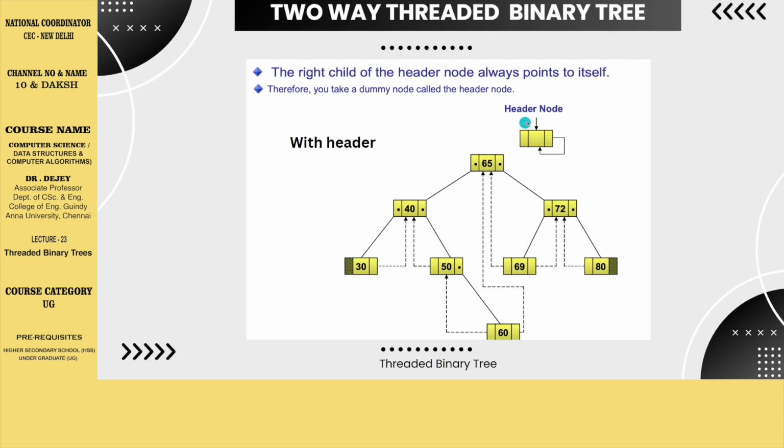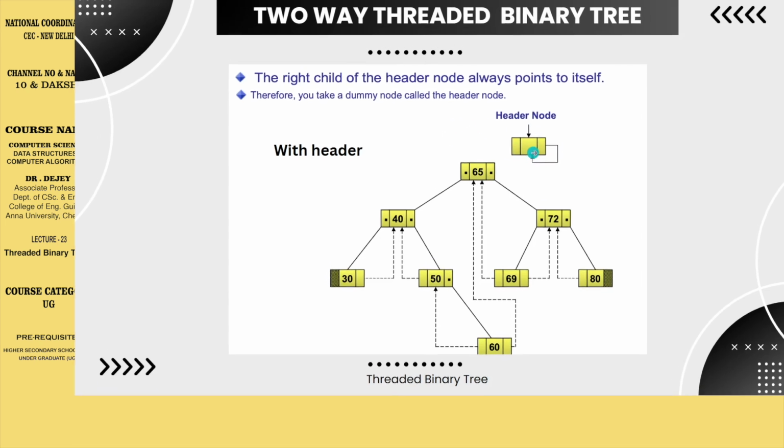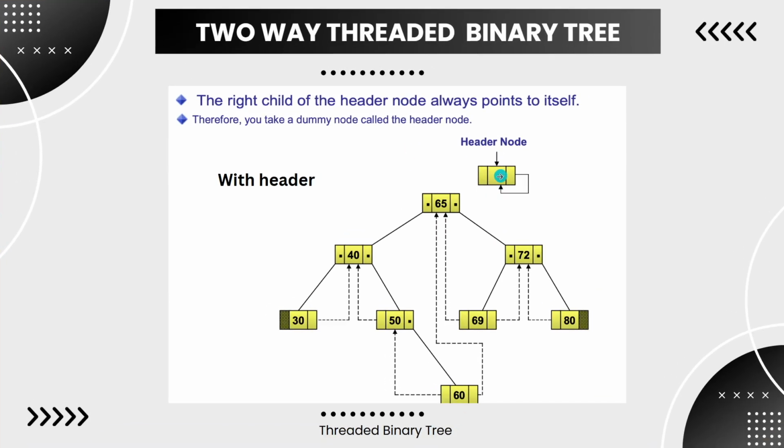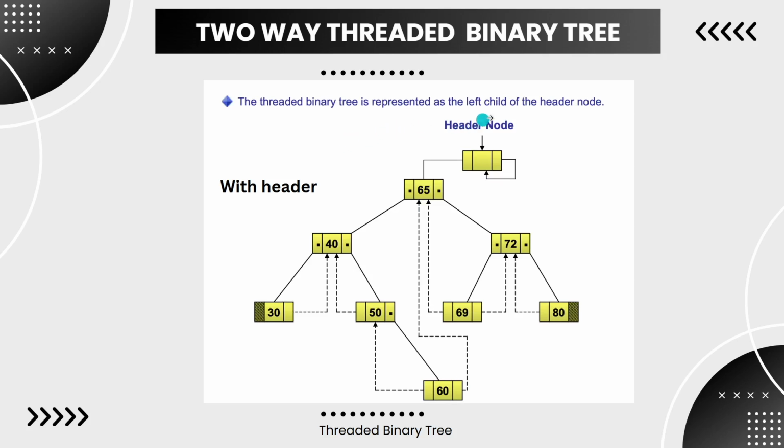So, always we create a dummy node. We mean it as a dummy node because it is not going to have any data value; only its left child pointer is going to point to the root node, and its right child pointer is going to point to itself. And here you could see that the threaded binary tree is represented as the left child of the header node, the rest of the things are one and the same, and the right child pointer is made to point to itself. And here there is one variant you could observe.